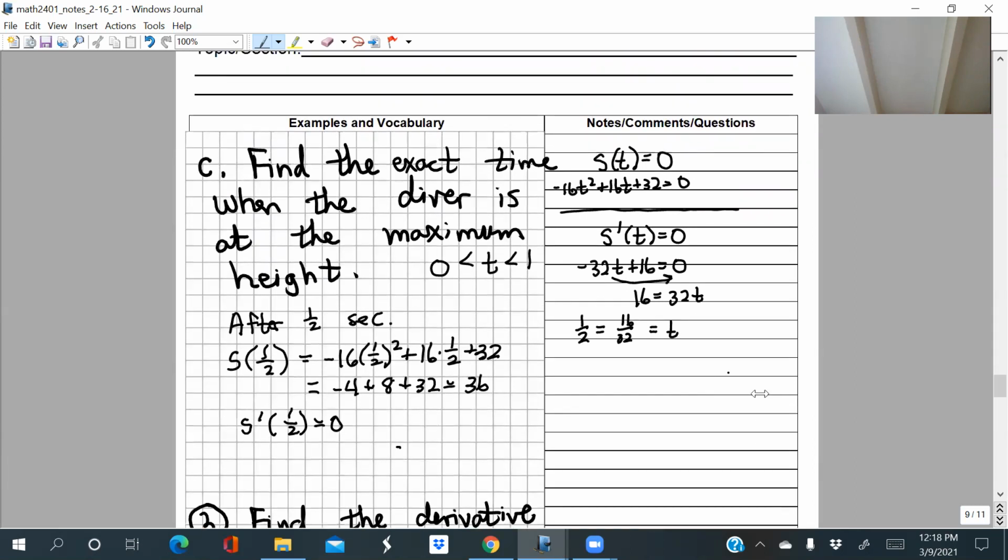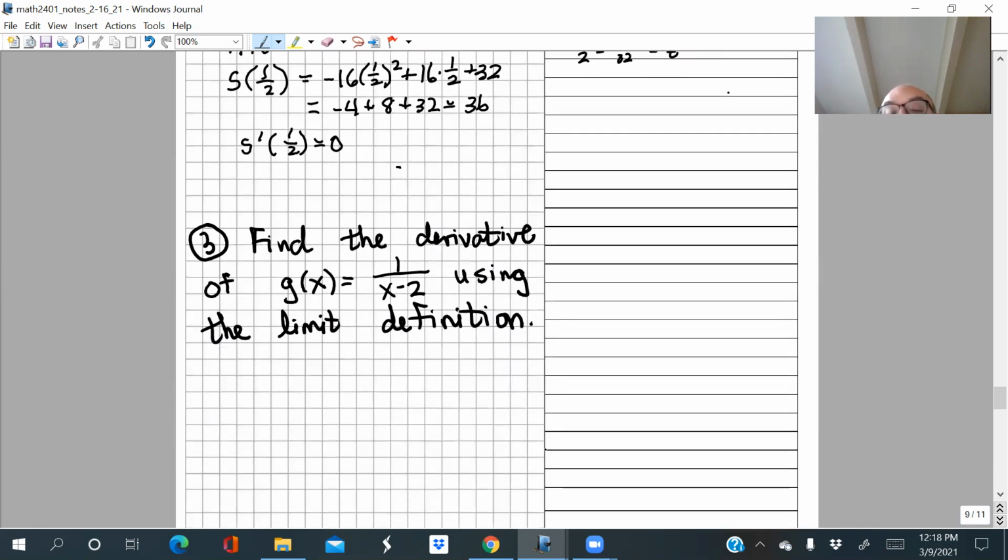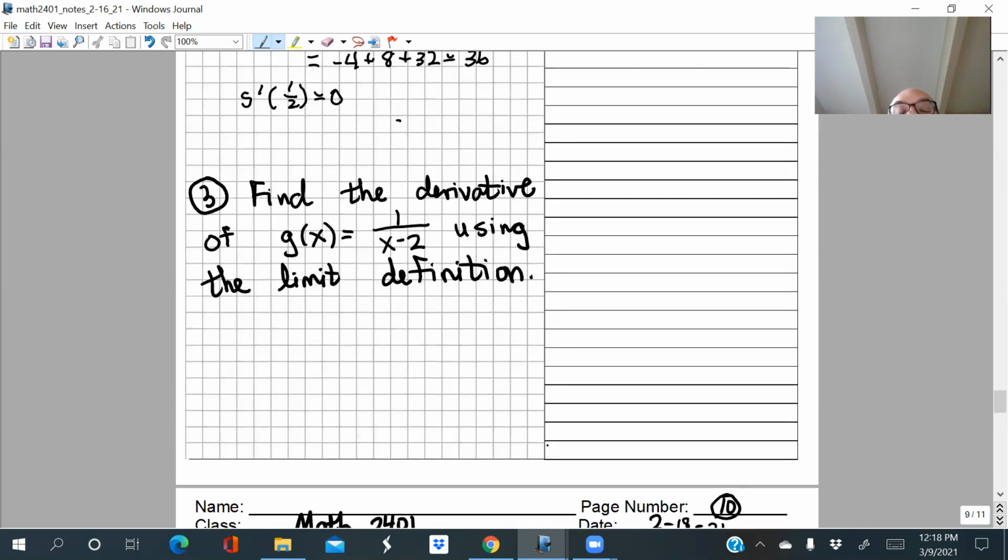Okay. All right. So so much for that example. I want to show y'all one more example here of finding the derivative using the limit definition. So this one's a little bit more challenging. So I'm going to do this one.